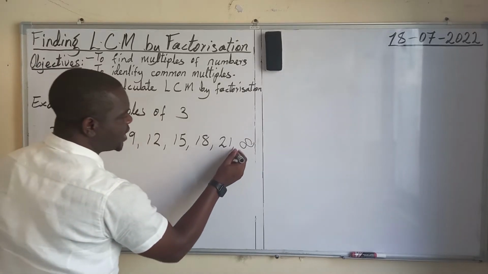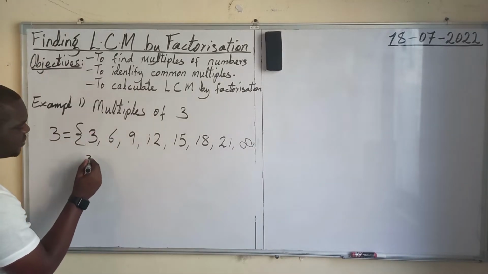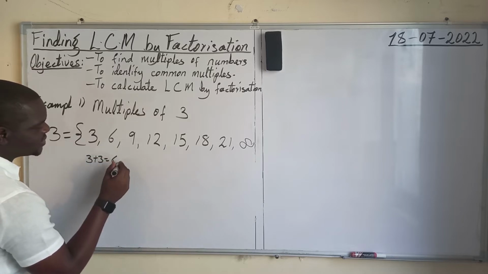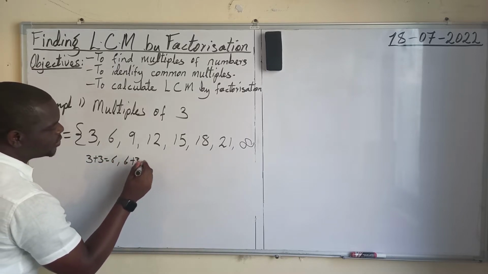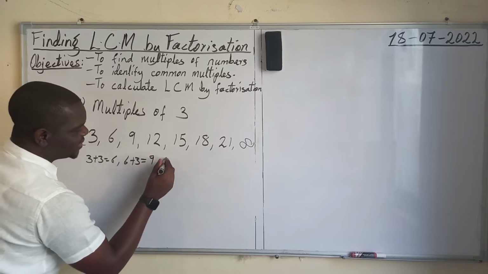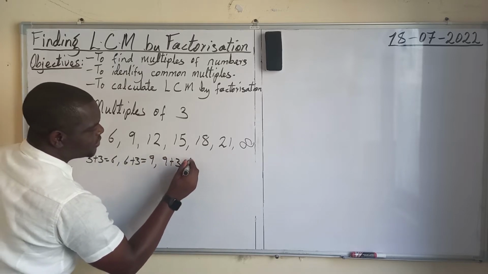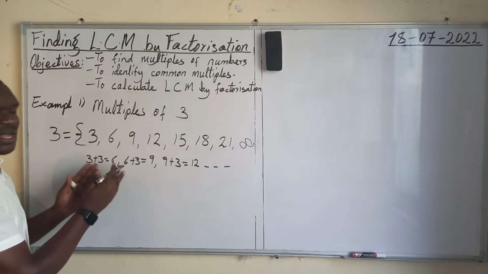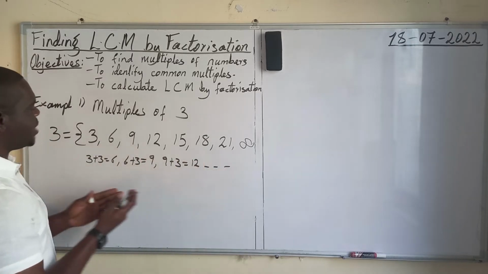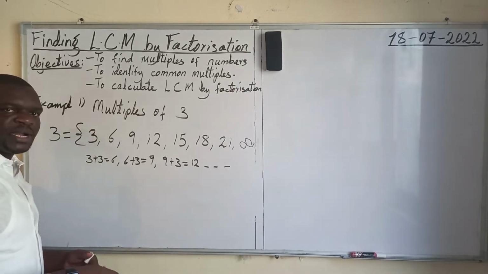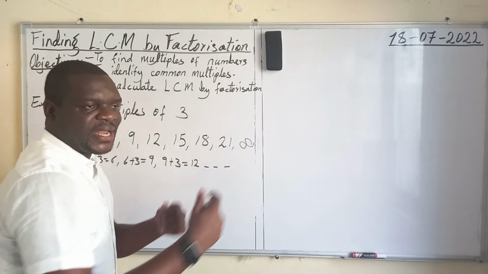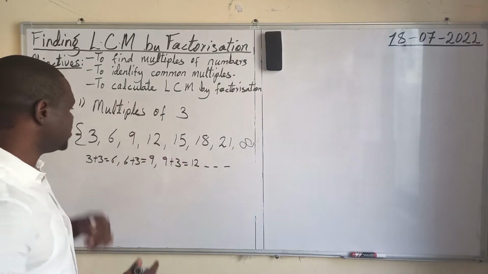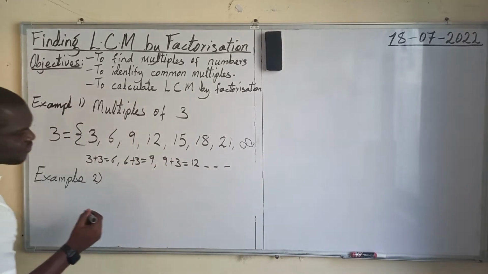This simply means that if you look at this carefully, you have 3 plus 3 will give 6, 6 plus 3 will give 9, 9 plus 3 will give 12, and so on and so forth. So this is how to calculate the multiples of a number. You simply add the same number in a continuous manner. With this understanding of multiples of a number, let's look at a second example.